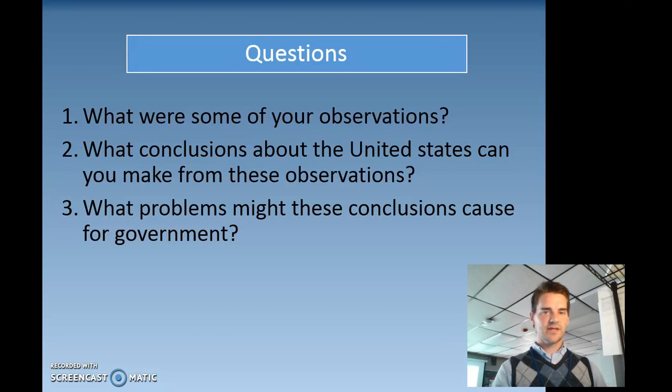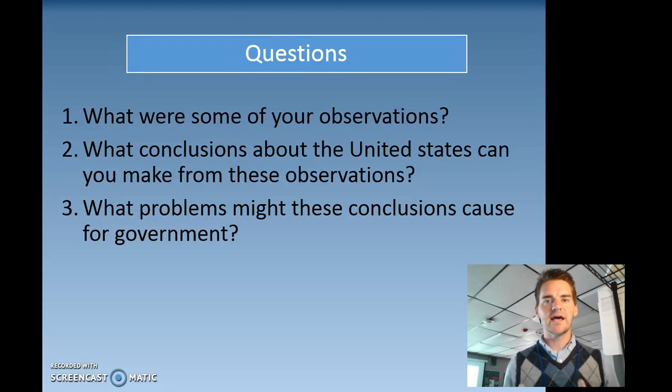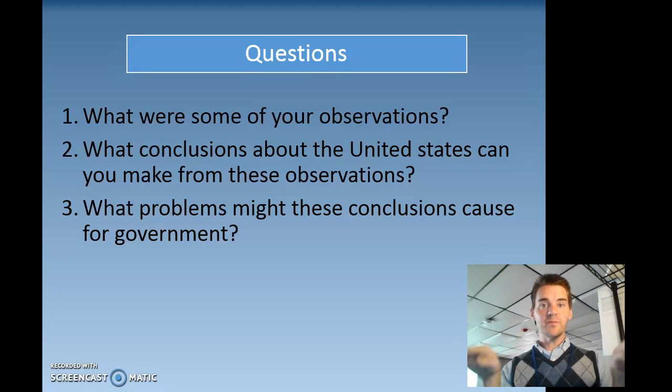The third question relates to why I bring this up in the issue of federalism. The question is, what problems might these things cause for a government? And what I'm trying to get us to realize here is that a government needs to try to make laws that apply to its citizens, right? Everybody.